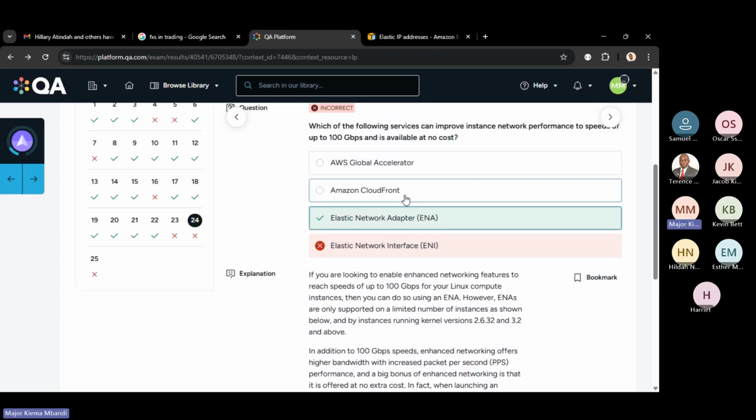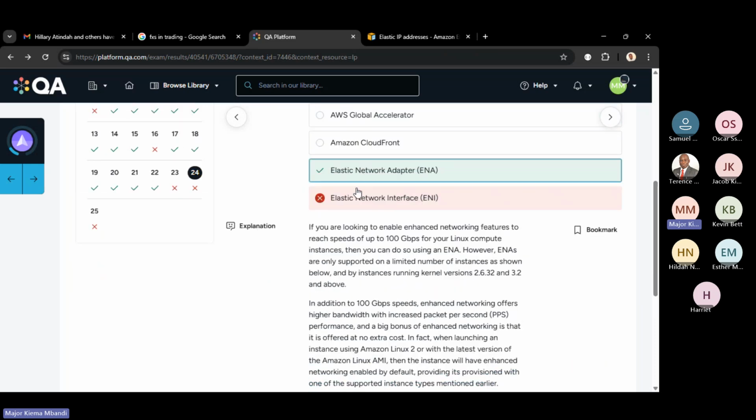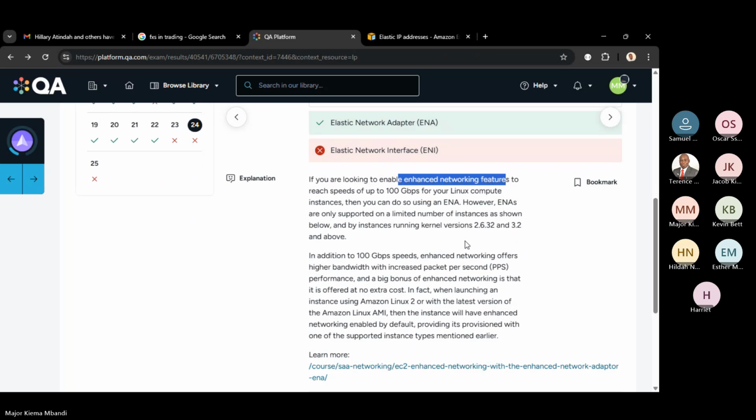But you see here, they say for speed up to 100 gigabytes. By default, you use an Elastic Network Interface that is attached to your instances. But there is this thing called Elastic Network Adapter, which provides enhanced network features, and one of them is the speed of 100 gigabytes per second. So even if the question is about an enhanced networking feature, at no cost, you need to use Elastic Network Adapter. I think that's the thing that we know.